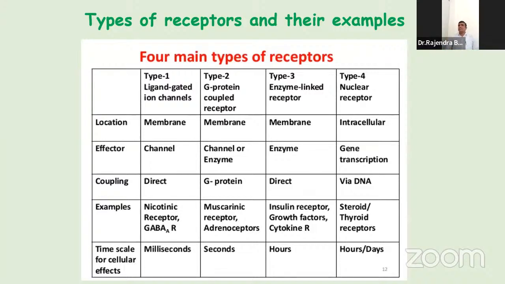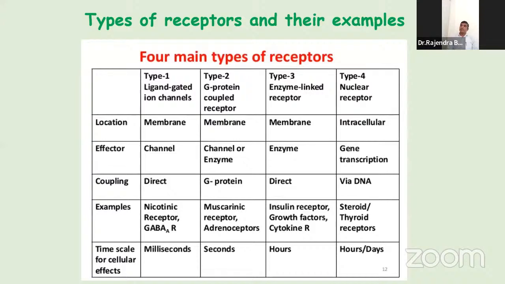An example of the inverse agonist is DMCM. What is DMCM? DMCM is dimethoxyethyl-carbomethoxy beta-carboline. That is a benzodiazepine inverse agonist. Okay, so the next is antagonist.